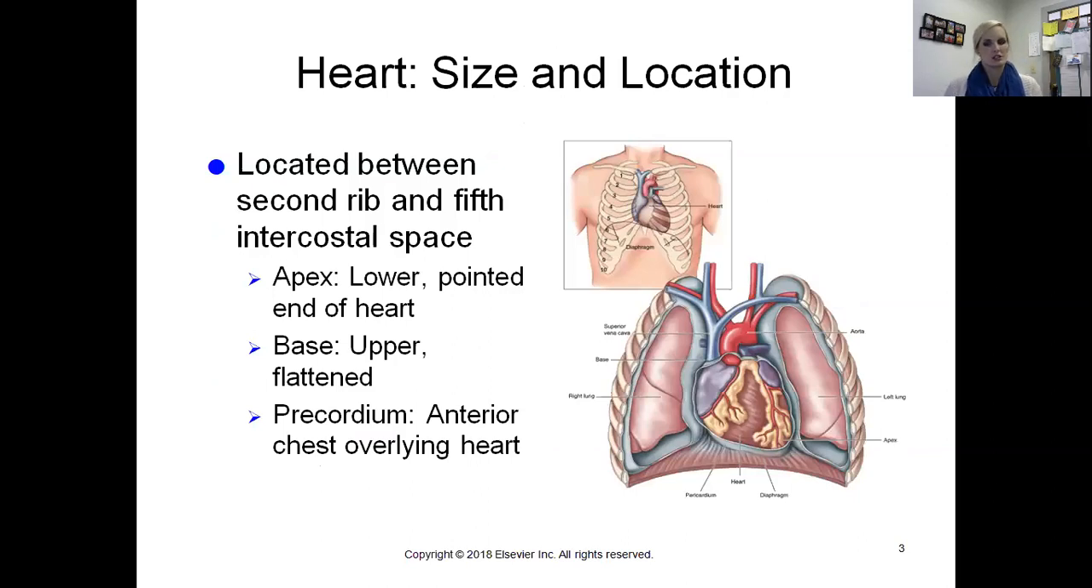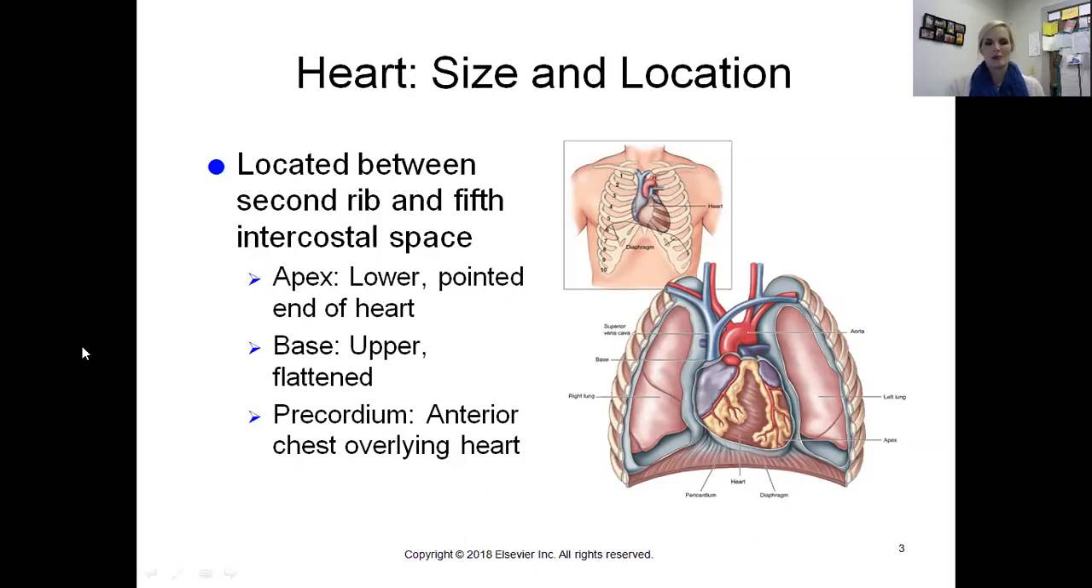So your heart is located between your second rib and your 5th intercostal space, which is the space between the 5th and the 6th rib. So you can see it is about the size of a fist. If we ball up your fist, that's about how big your heart is, and it is positioned a little bit to the left of the sternum.